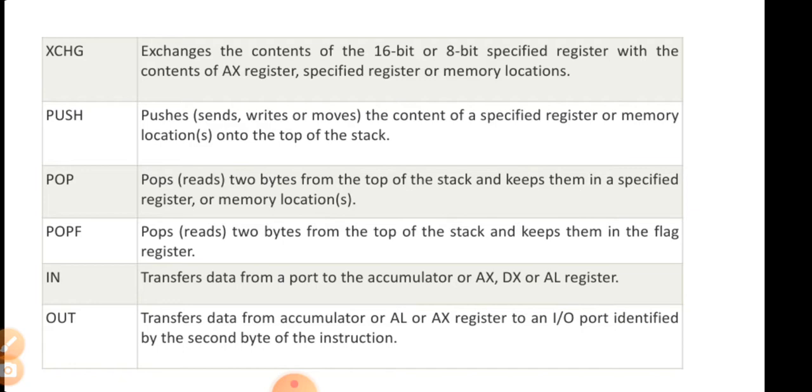Means from register to register we can transfer the data in 8-bit or 16-bit form. We can transfer from one register to another register, from one register to a memory location, or to the accumulator, or also the AX register.